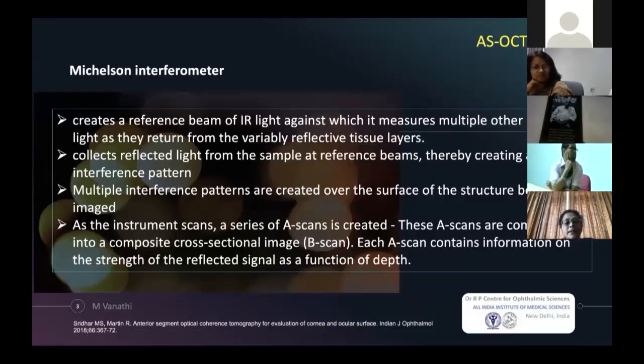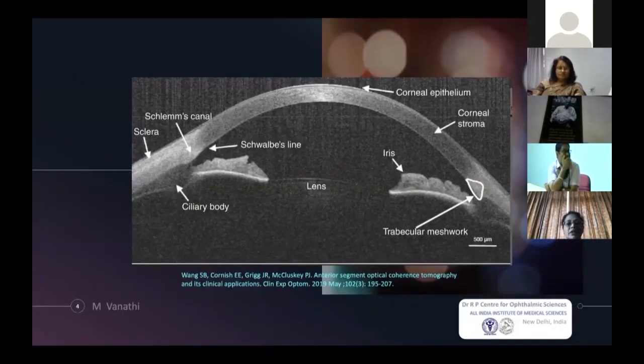Here it creates a reference beam of infrared light against which it measures multiple other beams of light, which return when they are reflected from the tissue layers which are being imaged. And these reflected lights are combined with the reference beam and they form an interference pattern. Multiple interference patterns are created over the surface of the structure that is being imaged, and A-scans are then generated. These A-scans are then combined into a composite cross-sectional image, or a B-scan, and that's how you get your cross-sectional image on an anterior segment OCT.